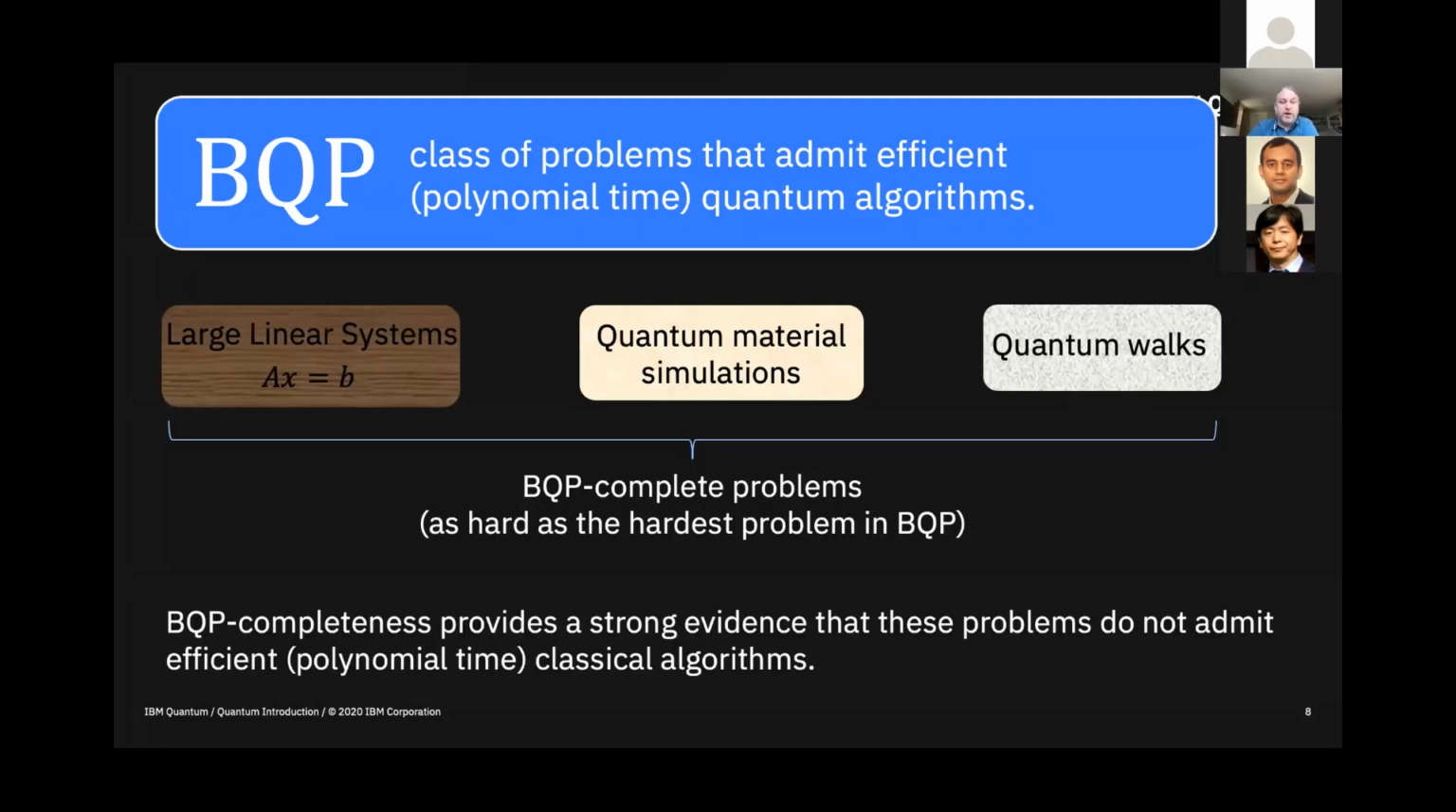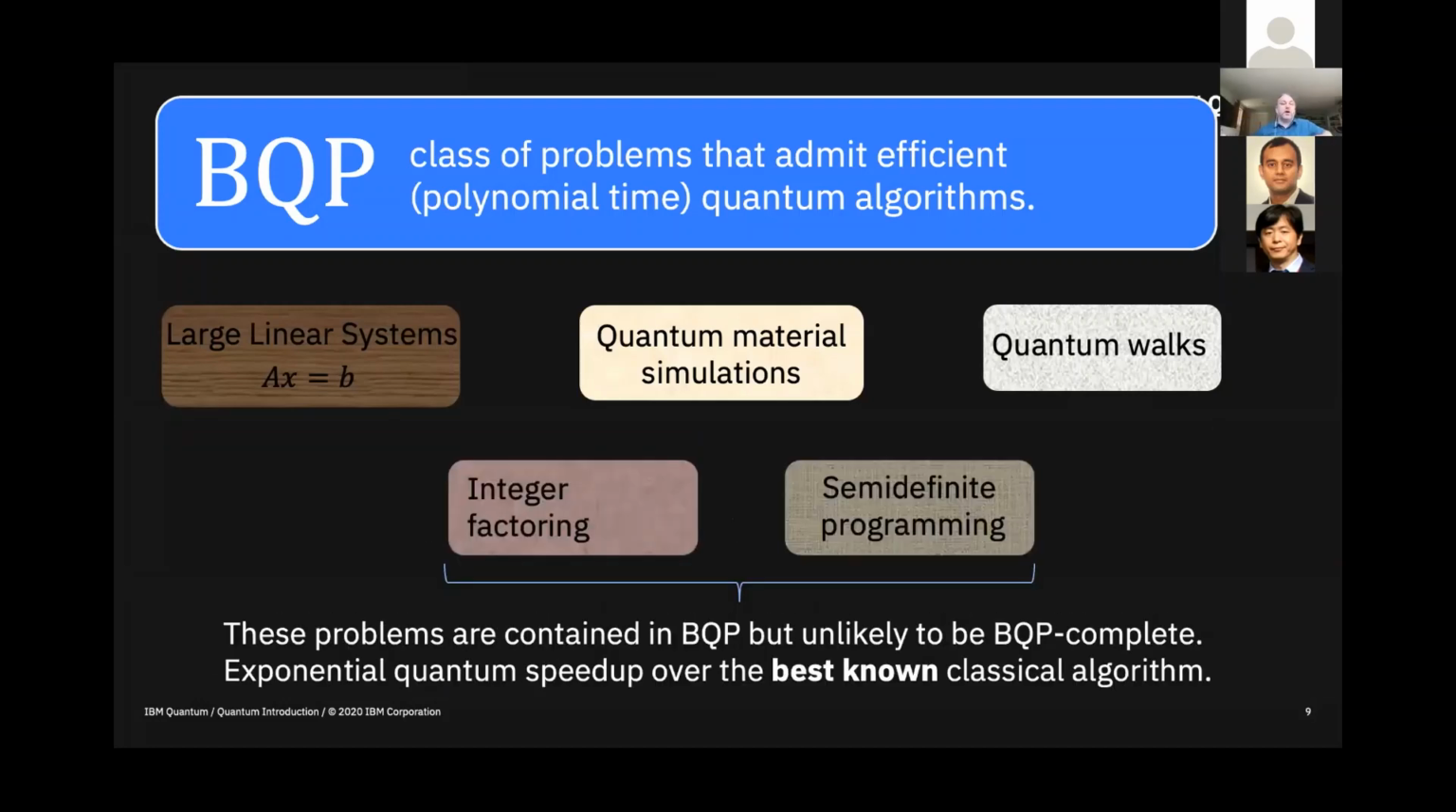There are also some problems that are in BQP, but probably not BQP complete. This includes that factoring problem I mentioned before, also semi-definite programming, which shows up in a lot of optimization problems. These are not BQP complete, but they do show an exponential speedup compared to the best known classical algorithms. So this is another area you should be thinking about if you're thinking about a quantum computer.